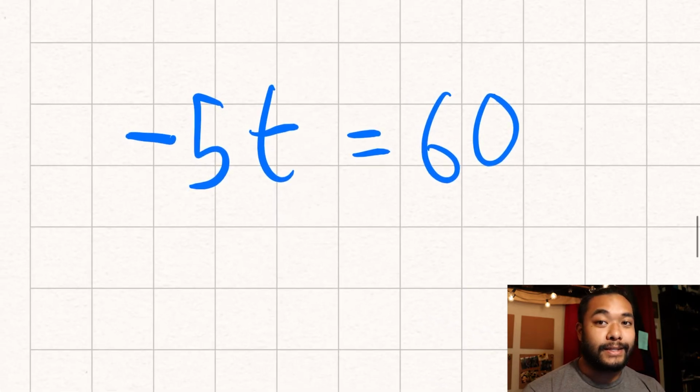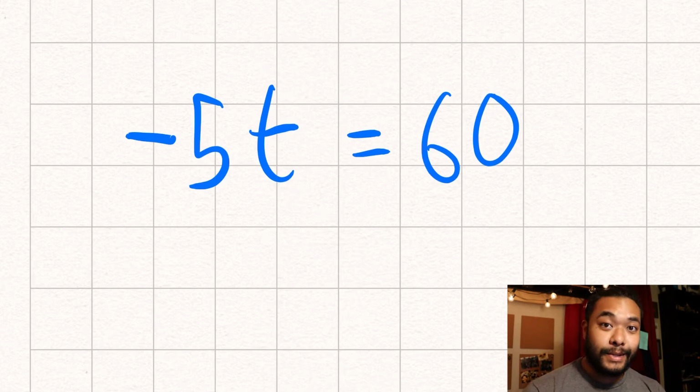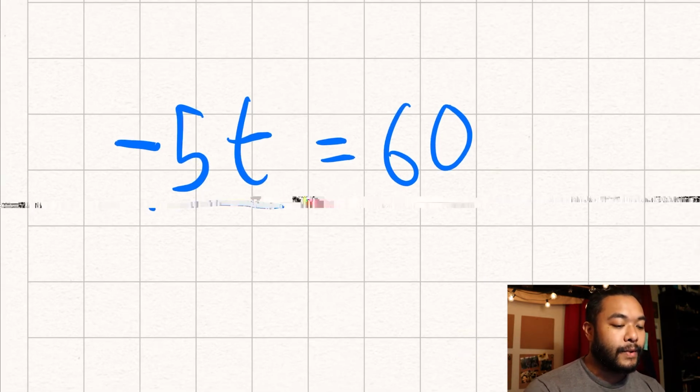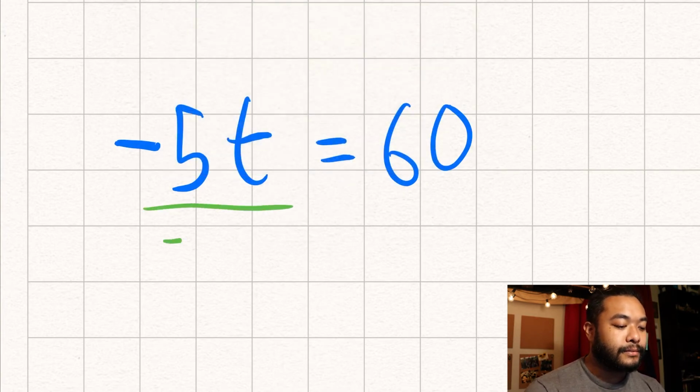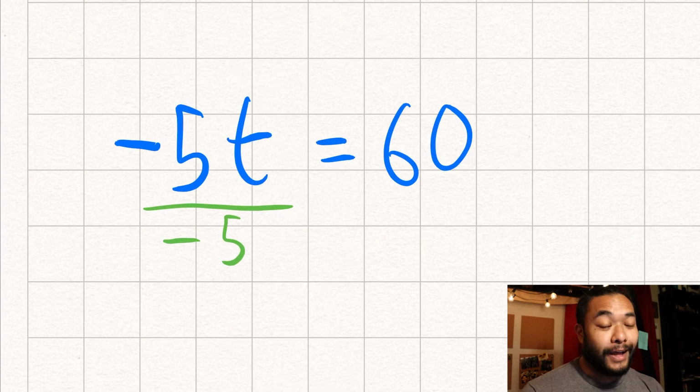So we need to make this negative 5 times t disappear and just become t. The easiest way is the inverse. What is the inverse or the opposite of negative 5 times t? The opposite of multiplying is division. So if I'm multiplying negative 5 times t, I could get rid of it by dividing by negative 5.